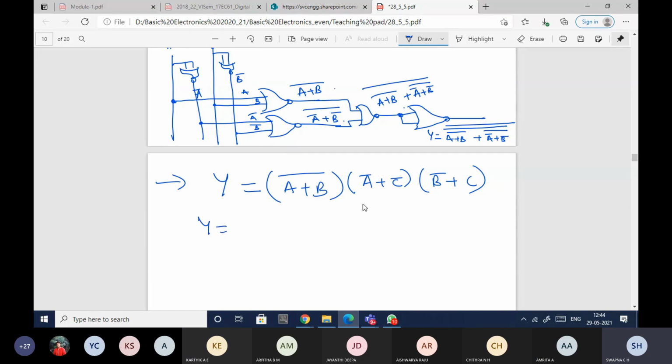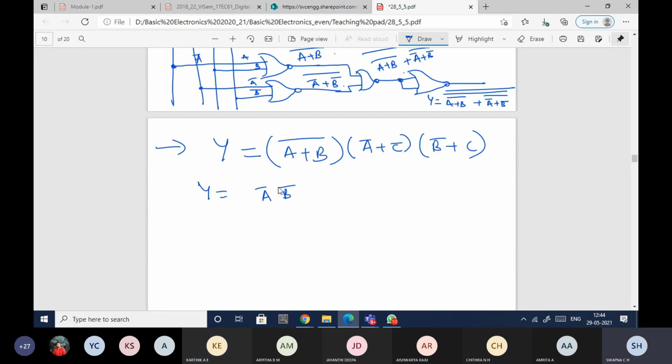I think I have done this, right? Simplification of this is done already. Hope so. Yes, ma'am, done. You'll directly implement. So A bar, B bar, I need to have plus in between. I don't have plus. So what I'll do, I'll take double complement.